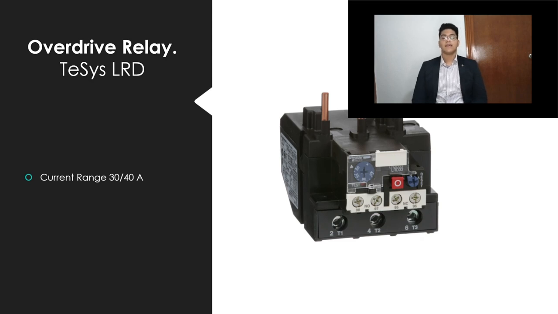Finally, the direct protection of the motor, the overdrive relay, which has a current range of 30 to 40 amperes. It detects the temperature and amperage fluctuation respectively.